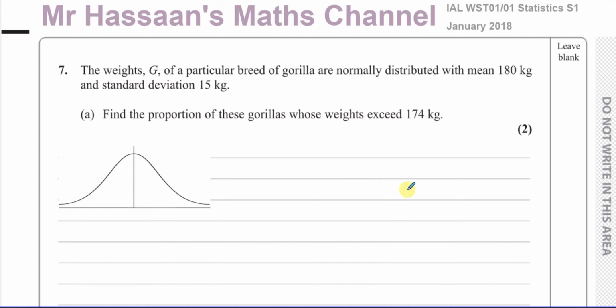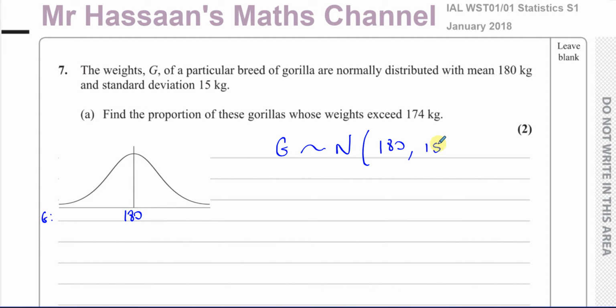So in this case, it says the weights G of a particular breed of gorilla are normally distributed, so we know that their distribution is of this shape, with a mean of 180. The mean is the one right in the middle, that's 180 kilograms. This is for your G values, and a standard deviation of 15. Standard deviation is a measure of how spread out things are from the mean. So the standard deviation is 15.